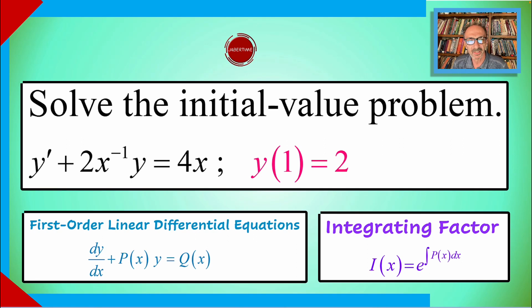Solve the initial value problem. y prime plus 2x to the power negative 1 times y equals 4x, given that when x equals 1, y equals 2. This is a first order linear differential equation, and we're going to be using the integrating factor I.